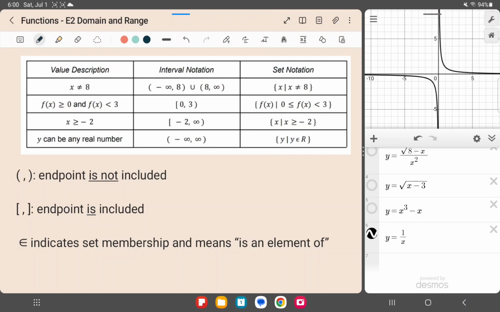So in the first example, we would read the notation as x such that x is not equal to 8. The symbol that looks like a fancy E indicates set membership and means is an element of. In the last row of the table, the statement y ∈ R means that y is an element of the set of all real numbers. To show that in interval notation, we say from negative infinity to positive infinity using parentheses.